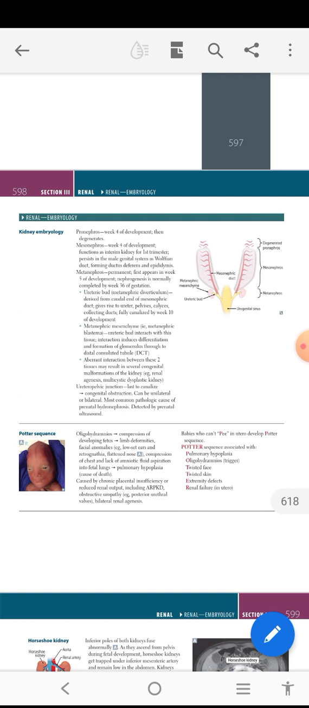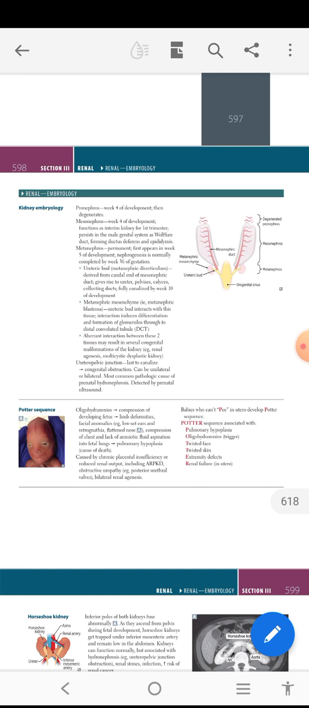Pronephros occur at the week 4 of development and then regenerates. Mesonephros occur at the week of 4 development, function as an interim kidney for the whole first trimester, persist in the male genital system as the Wolffian duct forming the ductus deferens and the epididymis, while the last one is metanephros, which is a permanent kidney, and it first appears in the week 5 of development. Nephrogenesis is normally completed by the week 36 of the gestation.